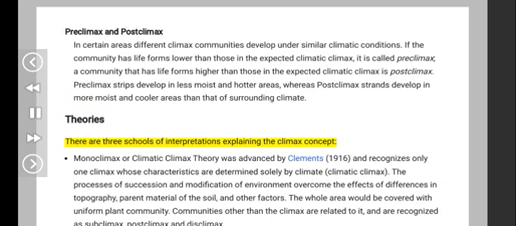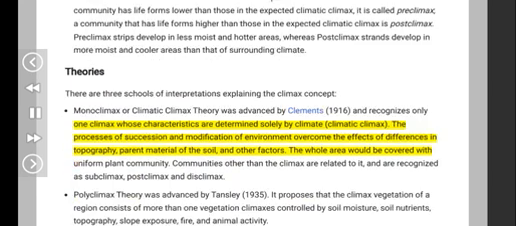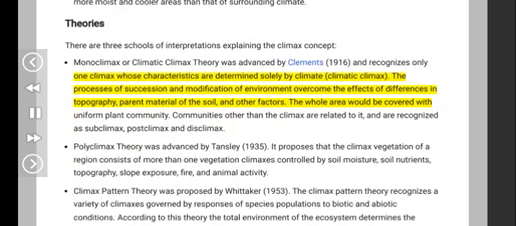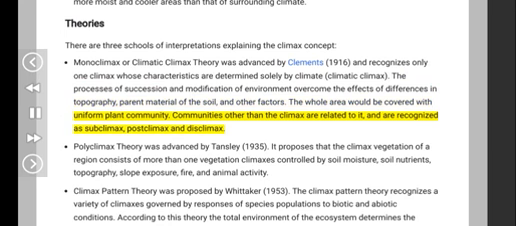There are 3 schools of interpretation explaining the climax concept. Monoclimax or climatic climax theory was advanced by Clements in 1916, and recognizes only one climax whose characteristics are determined solely by climate, the climatic climax. The processes of succession and modification of environment overcome the effects of differences in topography, parent material of the soil, and other factors. The whole area would be covered with a uniform plant community. Communities other than the climax are related to it, and are recognized as subclimax, postclimax and disclimax. Polyclimax theory was advanced by Tansley in 1930.